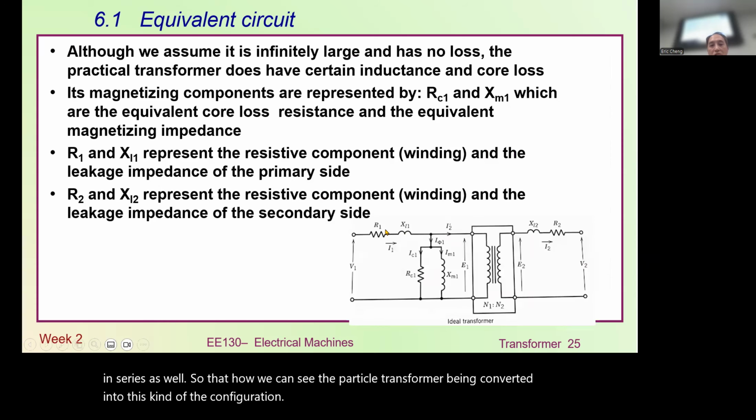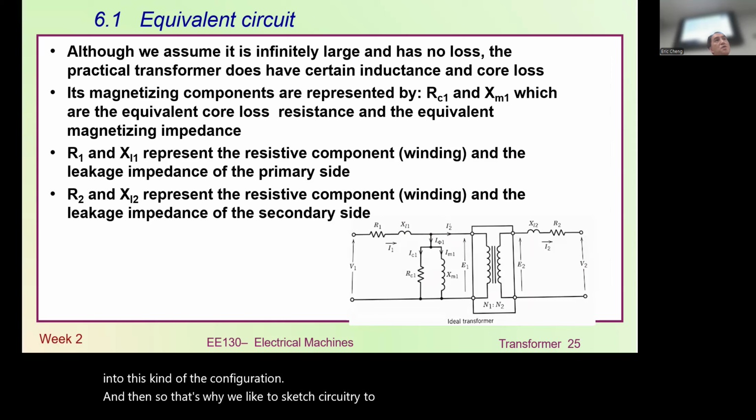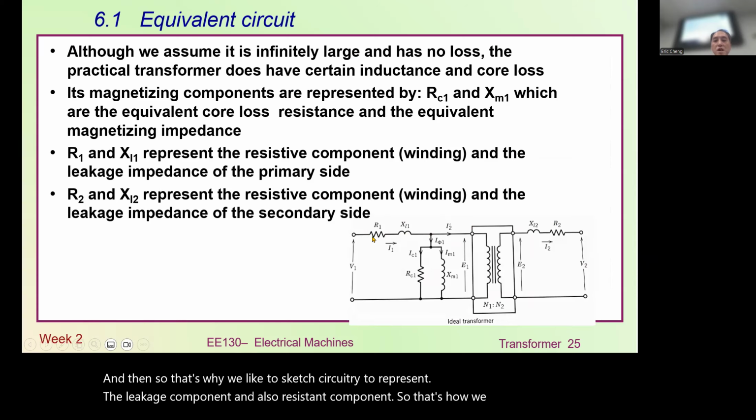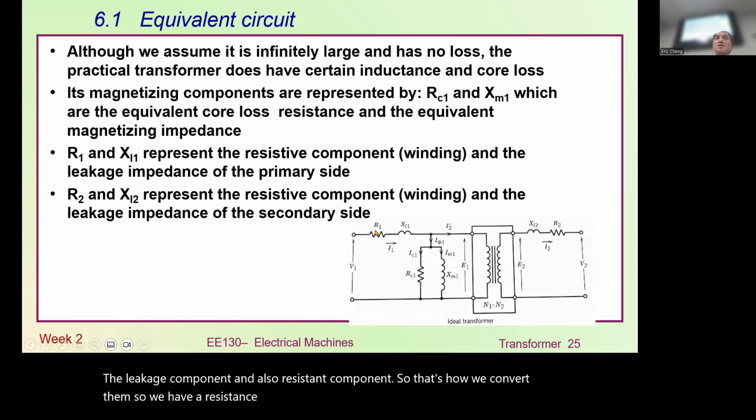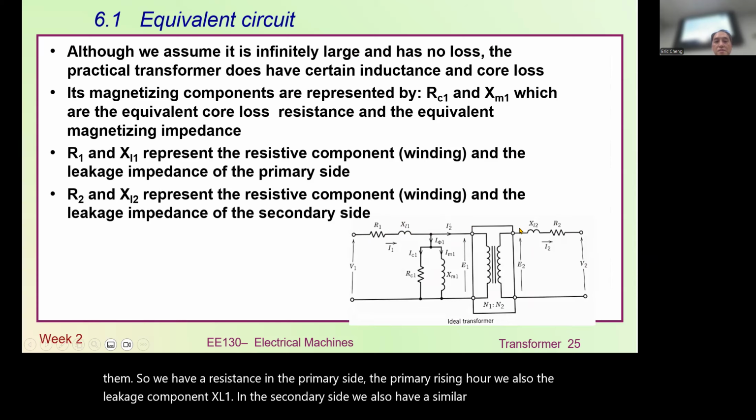And so that's why we like to sketch a circuit to represent the leakage component and also the resistance component. So that's how we convert them. We have a resistance in the primary side, the primary winding R1, and we also have the leakage reactance XL1. In the secondary side, we also have similar components. So those are the two basic components here.